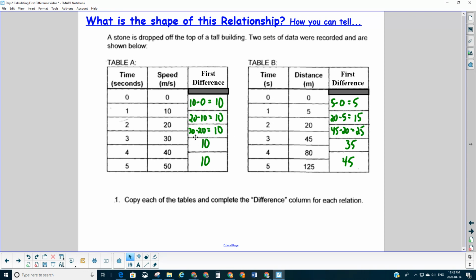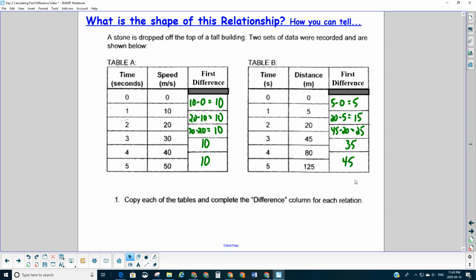And we can have confidence in this, to the point that I can actually make predictions on this one with a lot more confidence than I can in this one. So for example, if I wanted to predict what the speed of this stone would be at 6 seconds, I think you all would agree, and with confidence, that the speed would be 60. But would you have the same confidence about what the distance is after 6 seconds?